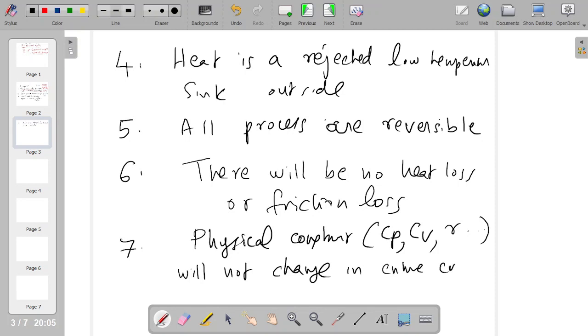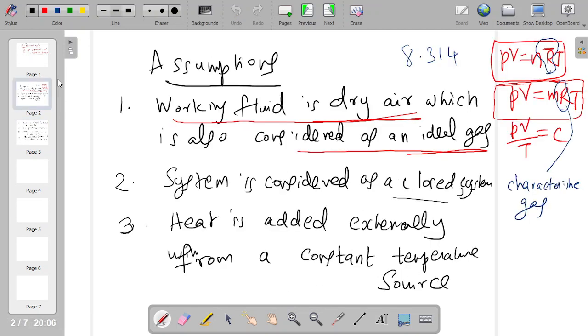But in the actual case that is not the case. As temperature increases, the Cp and Cv values will change. Remember, in an IC engine we have a wide range of temperature. In the suction stroke the room air or air-fuel mixture is entering, but after combustion it will be at a very high temperature, 1500 or around that. In that temperature range these values will actually be different for different processes, but for this derivation we are assuming them as constants. So these are the important assumptions we have to keep in mind while deriving air standard efficiency.